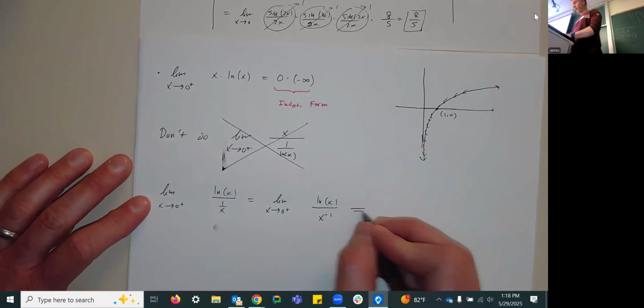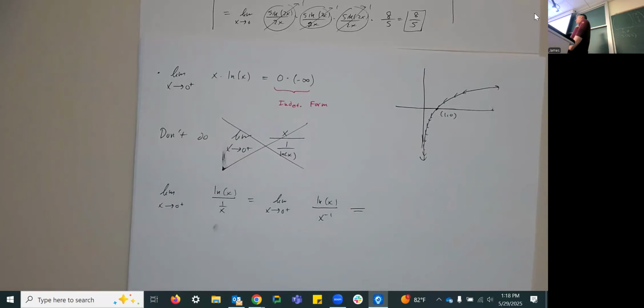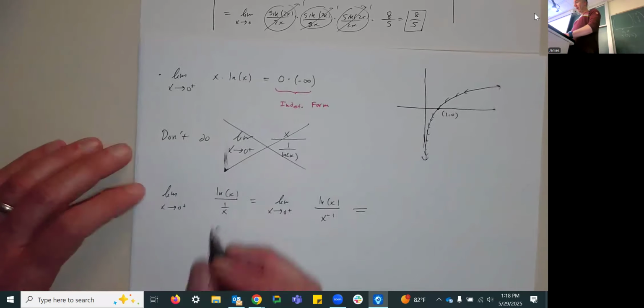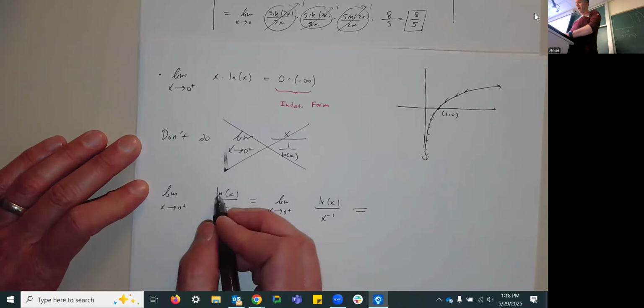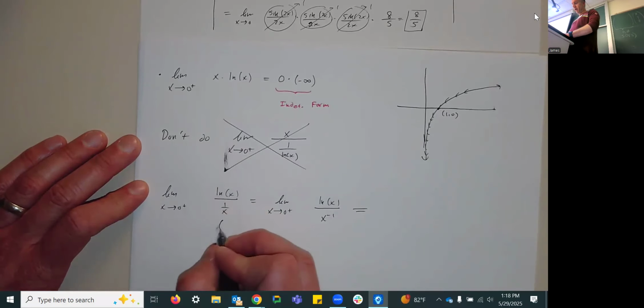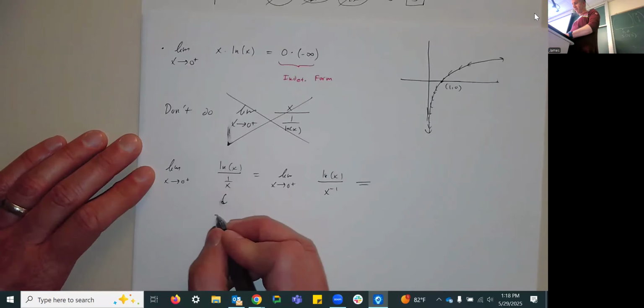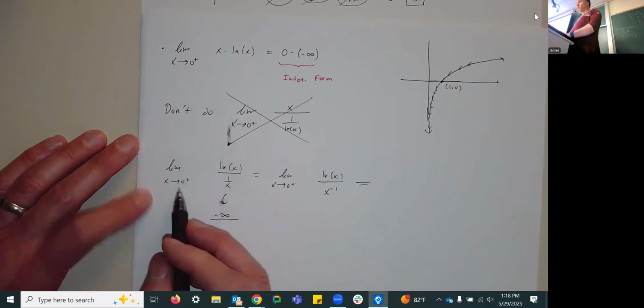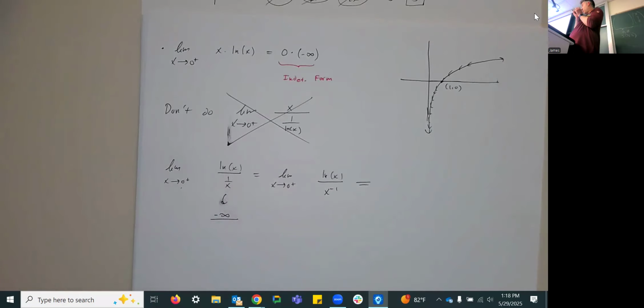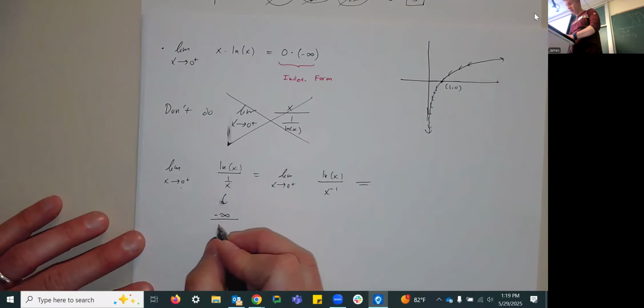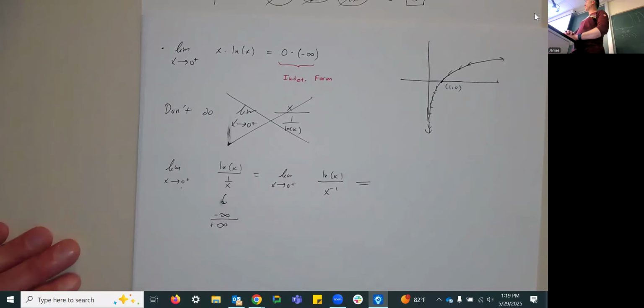So then, oh wait, before I use L'Hopital's rule, I should check that I can actually use L'Hopital's rule. So that's actually why I prefer this version of writing it, because it's easier to see. So we know that as x goes to 0 from the right, the natural log of x is going towards negative infinity. And if x goes to 0 from the right, 1 divided by x, well, if x is getting really, really small, 1 over x is getting really, really big. So I have a negative infinity over a positive infinity. So yes, I'm allowed to use L'Hopital's rule here. So now I'm going to use it.